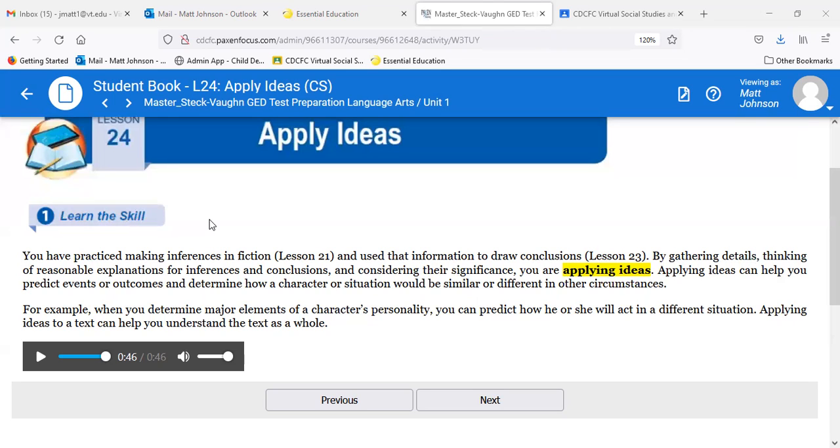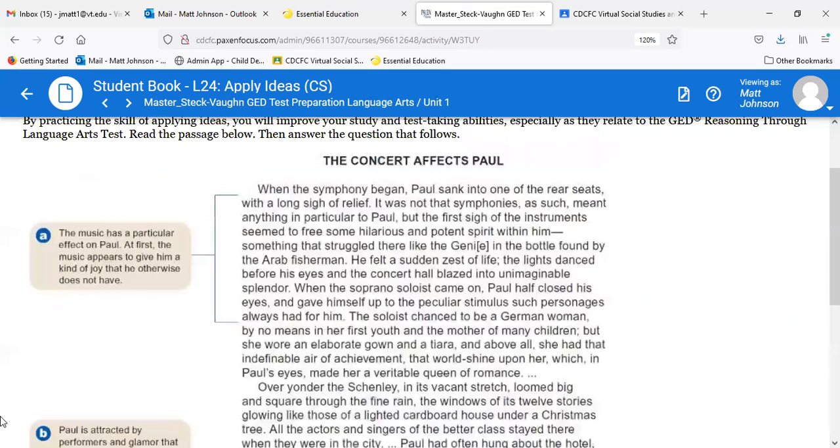You could do the same thing thinking about me. I've mentioned several times that I keep my apartment cool, and I don't care much for the heat. So to put me in a different situation, how's Matt going to react when it's 95 degrees outside and it's 90% humidity? Well, Matt's probably going to sweat a lot, and he's going to curse a lot too, because he's not going to enjoy it very much. And that's the idea here: how characters are going to react to new situations. That's all part of applying an idea.